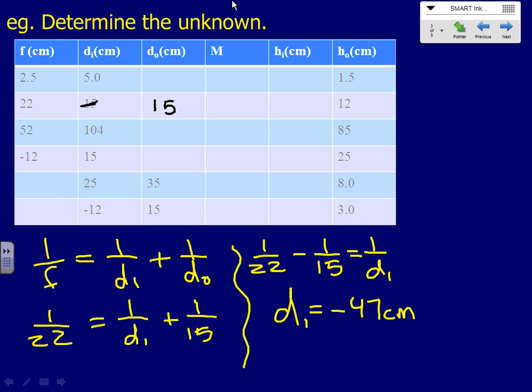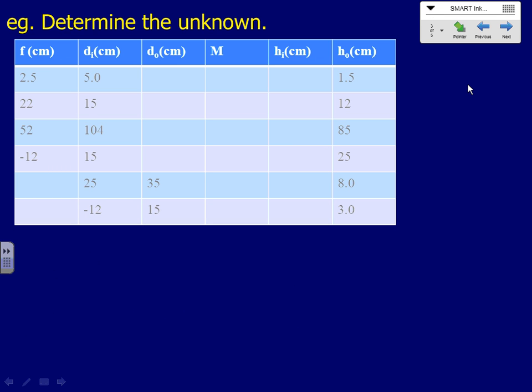All right. The image is negative. What type of image is this? Nope. It's virtual. It's in behind the mirror. Right? I'm going to clear the screen. We're going to do the rest of the calculations. So what did I just get here? I've got here 15 and negative 47. Is that correct? Okay.